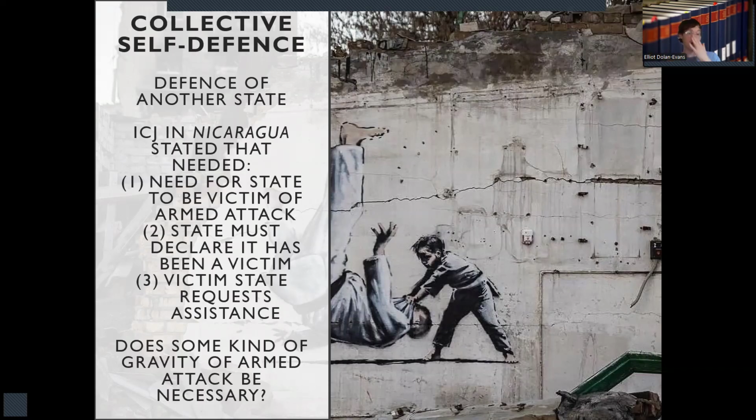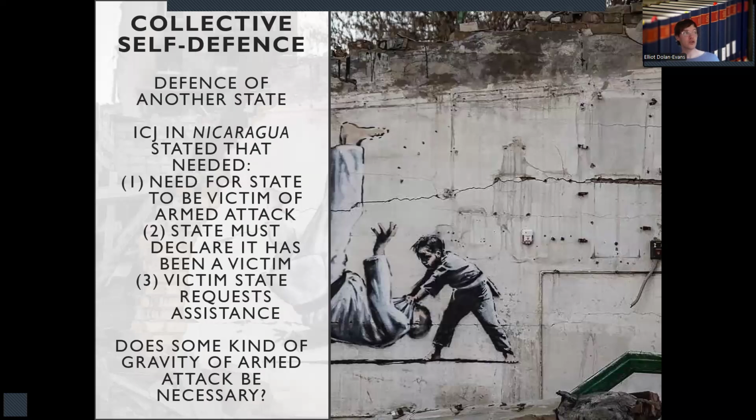That just means that another state can't invoke the right of collective self-defense on the basis of its own assessment, even if a victim state hasn't asked for one. And then the third principle, which is arguably the most important, is that the victim state must expressly request the assistance of the state claiming to act in collective self-defense. But this has also been subject to criticism, which we won't get into in huge amounts of detail here. But these three principles are still quite important ones.